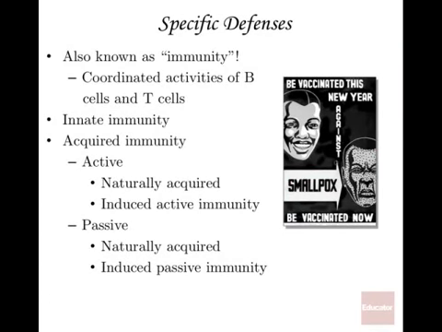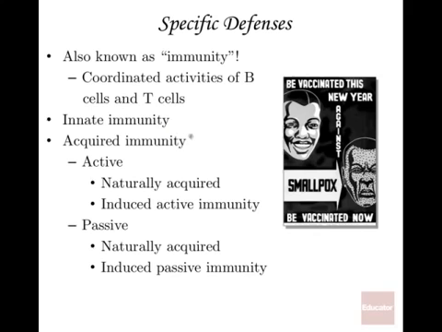All right, specific defenses. Depending on the particular type of pathogen, you're going to have very specific kinds of reactions to it. This is known as immunity. When you become immune to something, we're talking about a specific defense. This is the coordinated activities of B cells and T cells, two major types of lymphocytes. So here are the two kinds of immunity. Innate immunity means you're born with it. You're born with the ability to react to different things that you're exposed to. You can't change that. That's based on genetics.